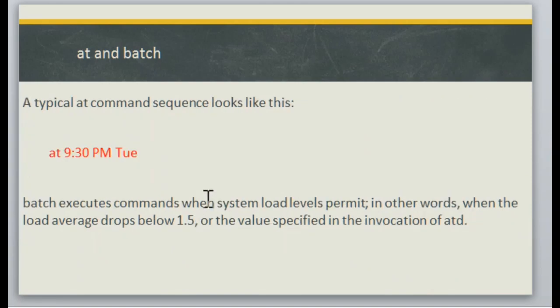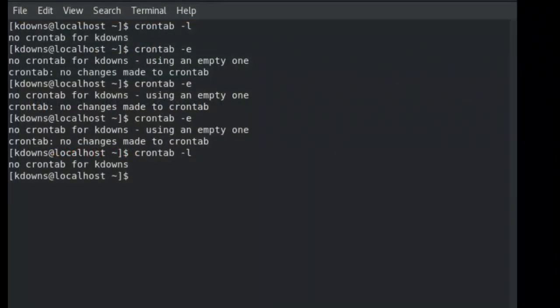So a typical command sequence is going to look like this below. So we say at 9:30 p.m. on Tuesday, and then we run a certain command. Batch executes commands when your system load level permits. In other words, when the load average drops below 1.5 or the value specified in the invocation of atd, okay, which is the at daemon, guys. Anytime we see a d behind something, that usually means it's the daemon of that process or command. Okay, so let's look at that real quick.